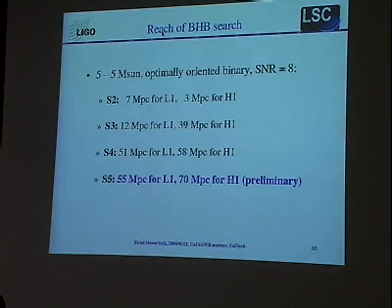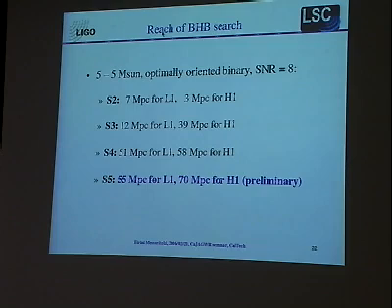What's the tolerance for optimally oriented? Like how many degrees would it have to be? Oh, this is optimally oriented. Yeah, like what percent of mergers could be, if you just threw them randomly in the sky? Oh, so if we did an average over orientations, that would be reduced by a factor of 2, approximately.